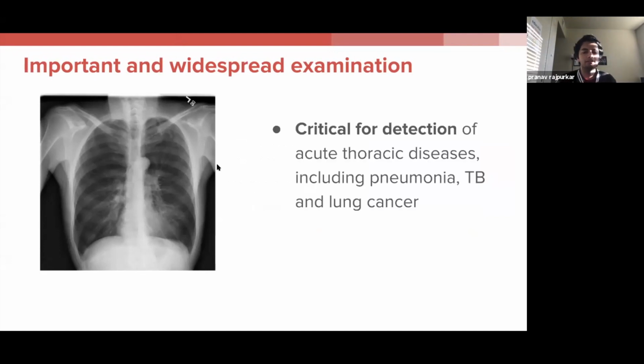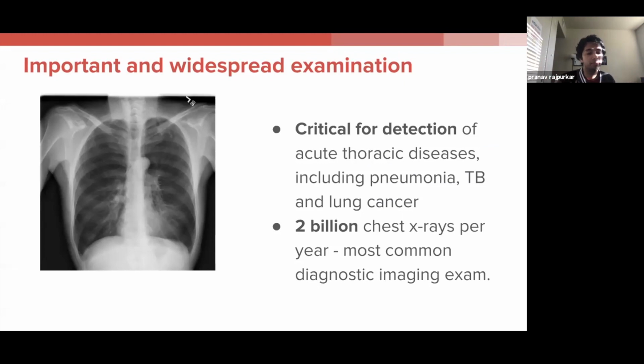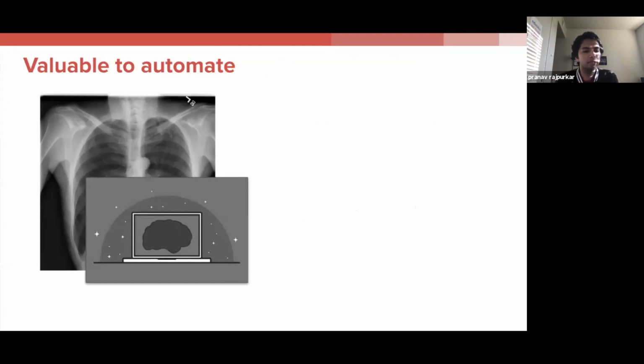So one is that chest X-rays are just critical for the detection of many diseases: pneumonia, TB, lung cancer. These affect millions of people. And this is one of the most common diagnostic imaging exams. There are 2 billion chest X-rays performed every year. That's crazy. And it's super valuable to automate.